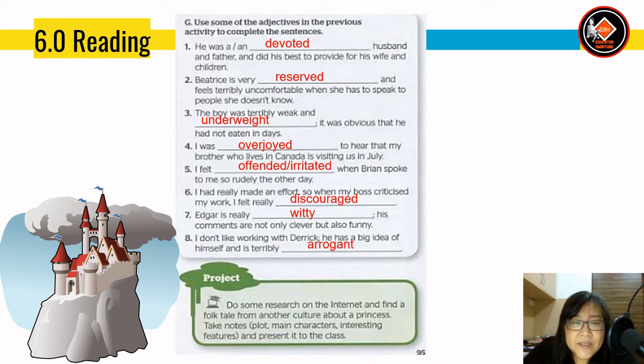So there is a project here. You can do some research on the internet and find a folk tale from another culture about a princess. Take notes about the plot, the main characters, interesting features, and present it to the class.